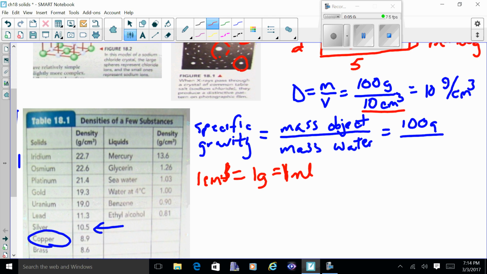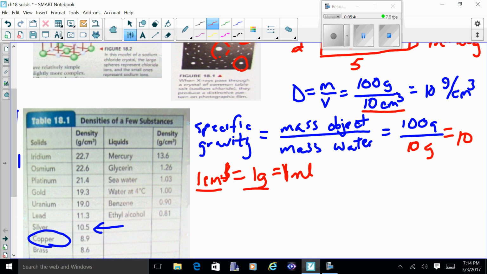So if I had 10 cubic centimeters of water, that means I would also put down here 10 grams of water, because 1 cubic centimeter is 1 gram of water. Well, if you look back up here, 100 divided by 10 is 10. And so therefore, the specific gravity or the density of silver there is 10, okay? Or 10.5 if you look at the chart over here.